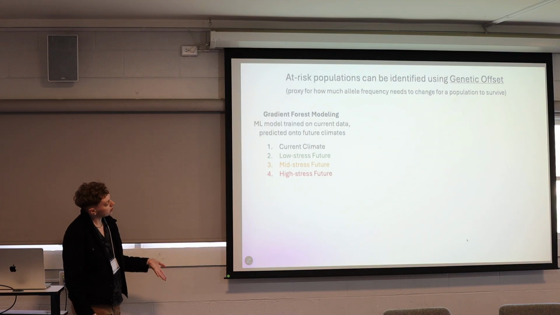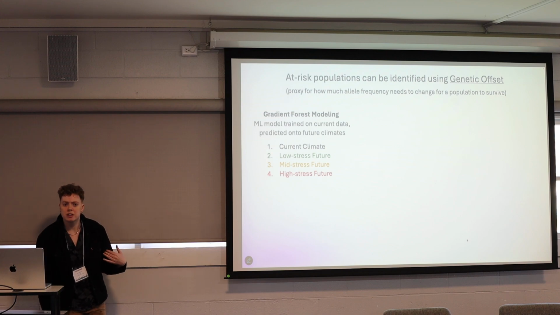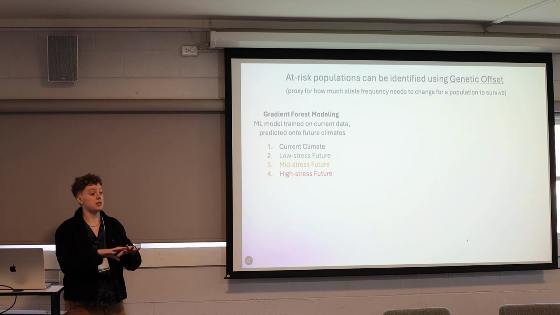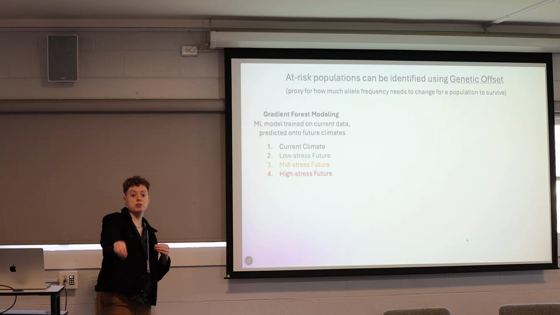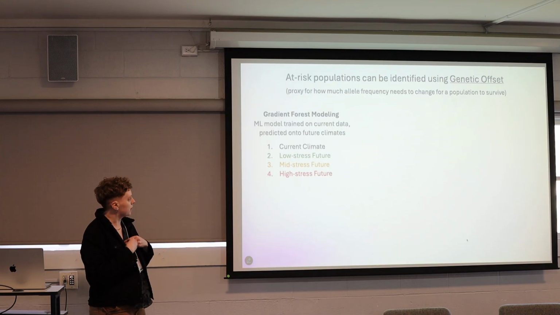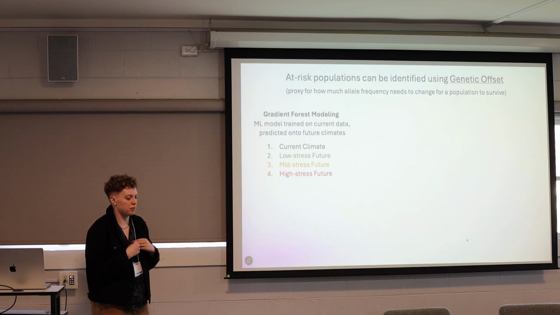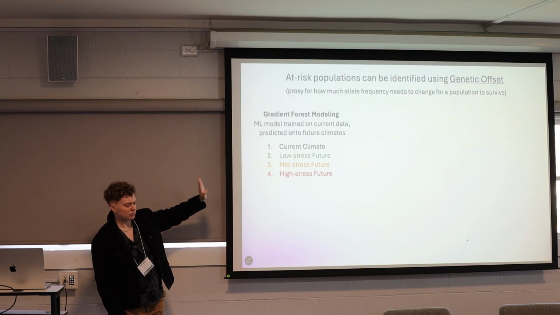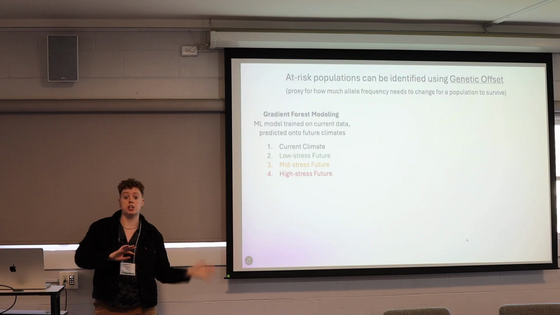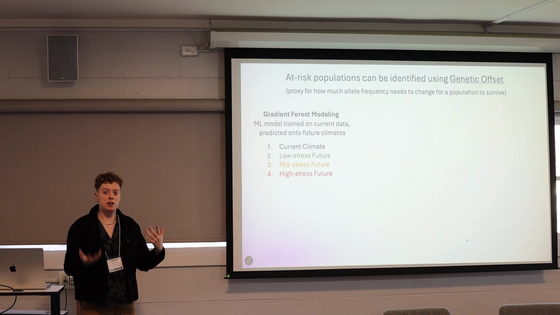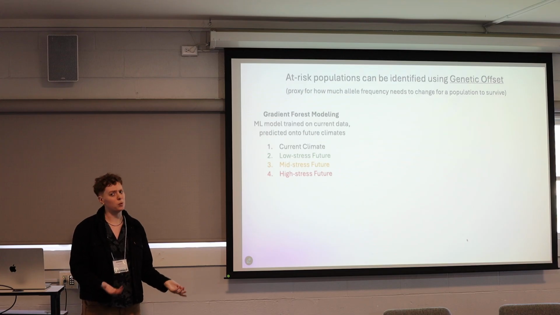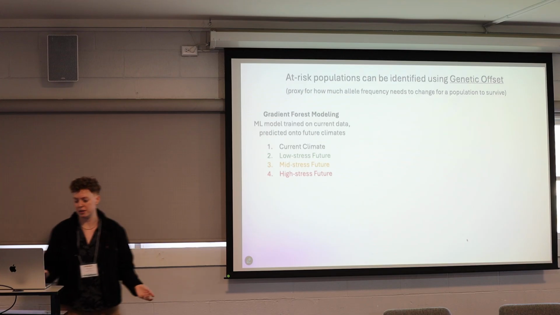So I'm doing gradient forest modeling for this. It's a machine learning method. So you basically train a model on that current environmental data set that we already have, and then we take projected future data sets. For me, I got that from WorldClim. I have three low, medium, and high stress projections for what our future could look like. And then it lets us look to say, okay, this population's doing good now. Will it be doing good later? And what can we do about that?